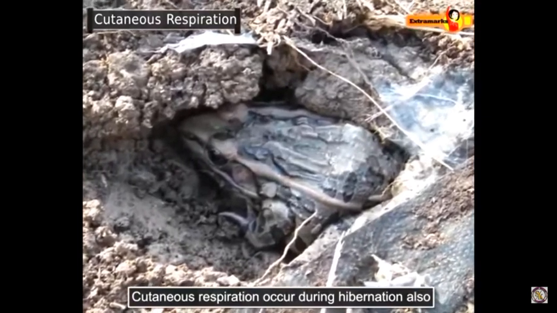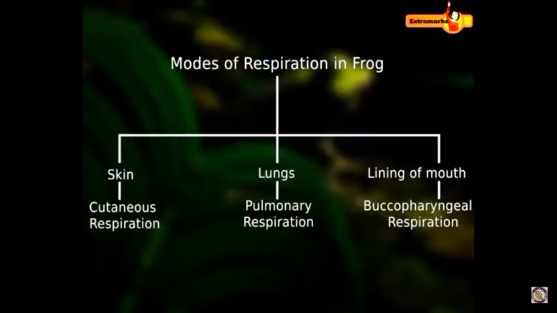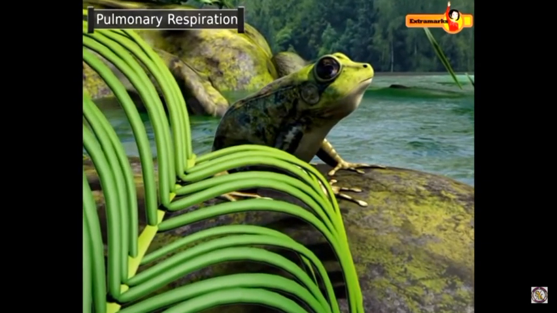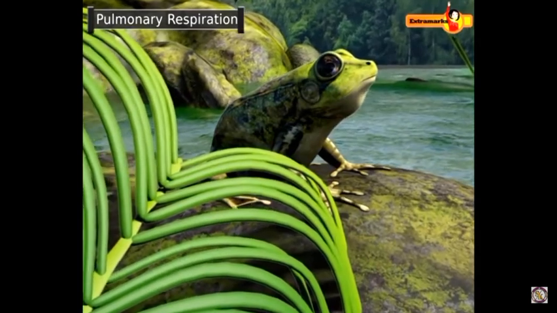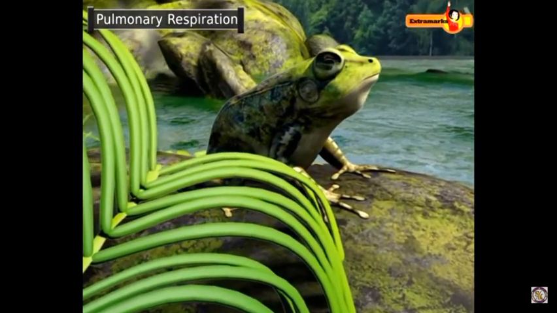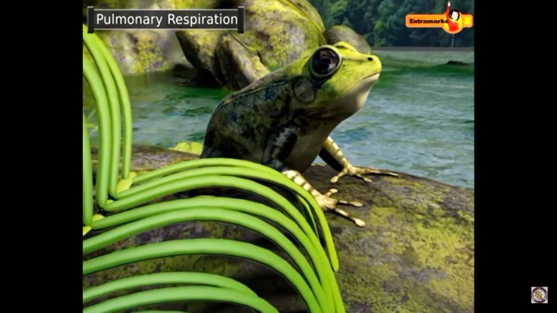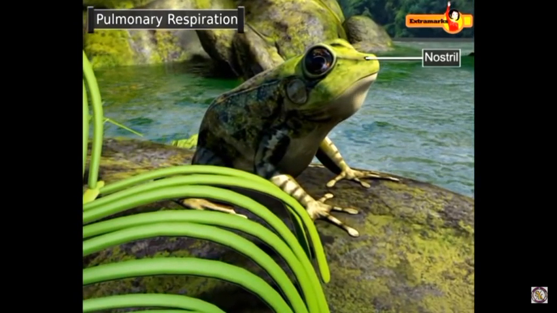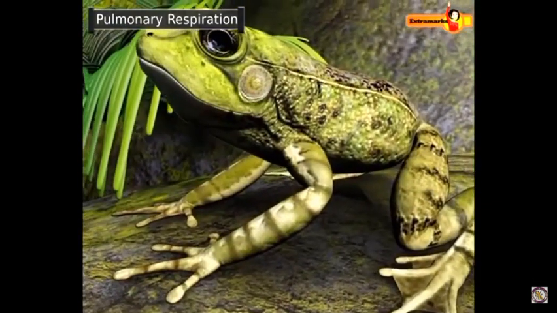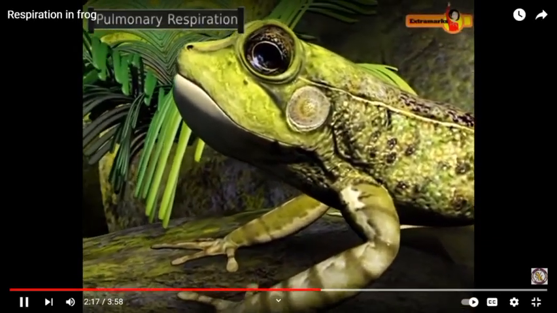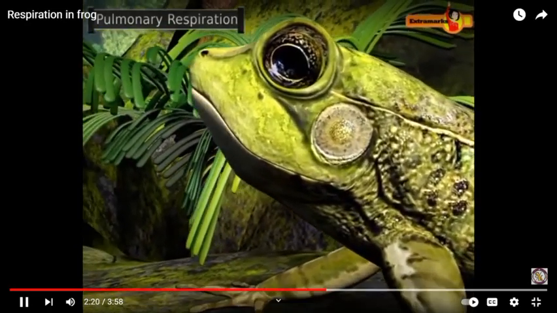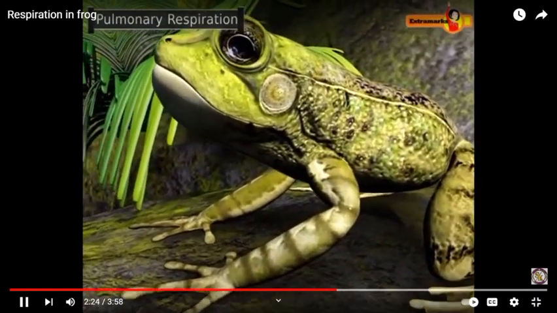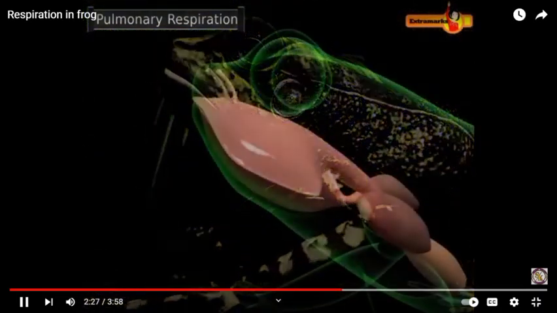Cutaneous respiration also occurs during hibernation, and this is the only mode of respiration. Another mode of respiration in frogs is pulmonary respiration. Frogs use their lungs when they are active and cannot get enough oxygen from cutaneous respiration. Like humans, a frog takes in air through its nostrils. The mechanism of taking air into the lungs is, however, different from humans. This is because frogs do not have ribs or a diaphragm.